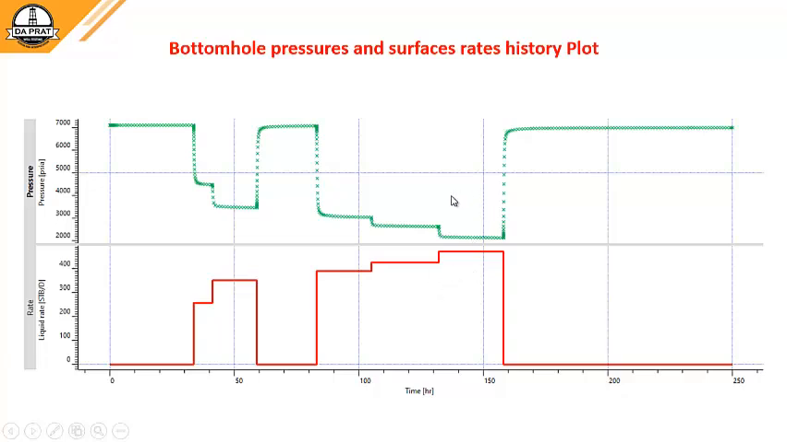So this is the test history: bottom hole pressure and surface rates, the history plot. We have drawdowns or production periods and a buildup. Before this, there was a cleaning phase. After the first buildup, whose objective is probably to get the initial pressure, there is another production period, probably with a different choke size, and the final buildup.